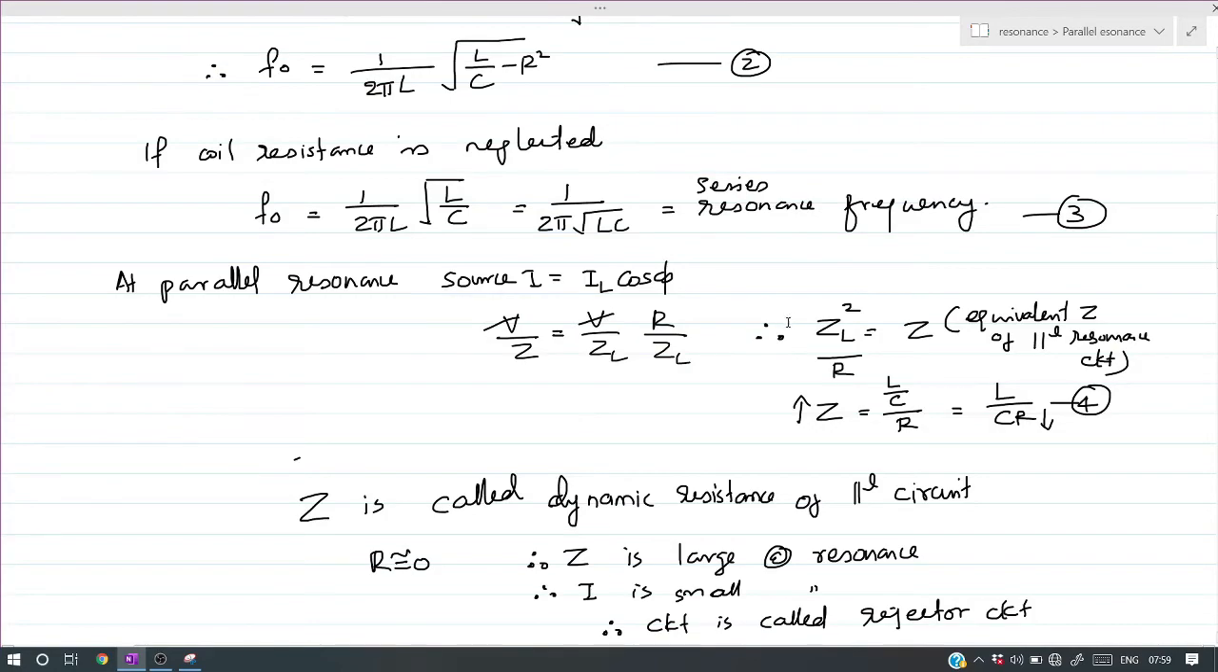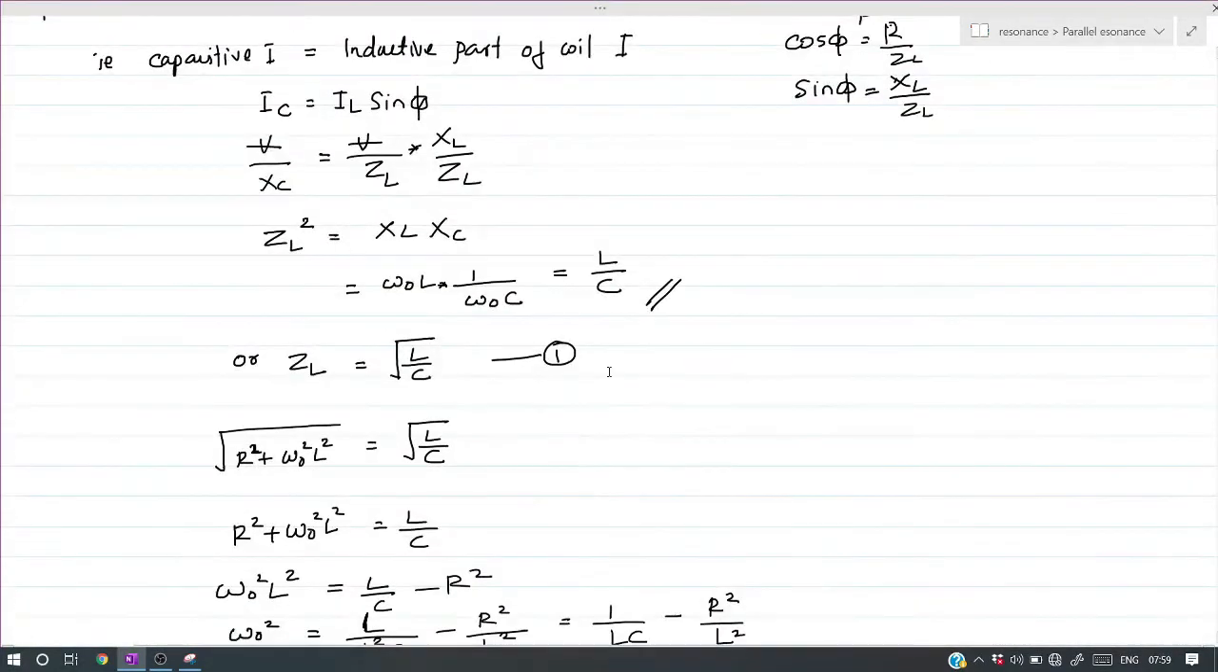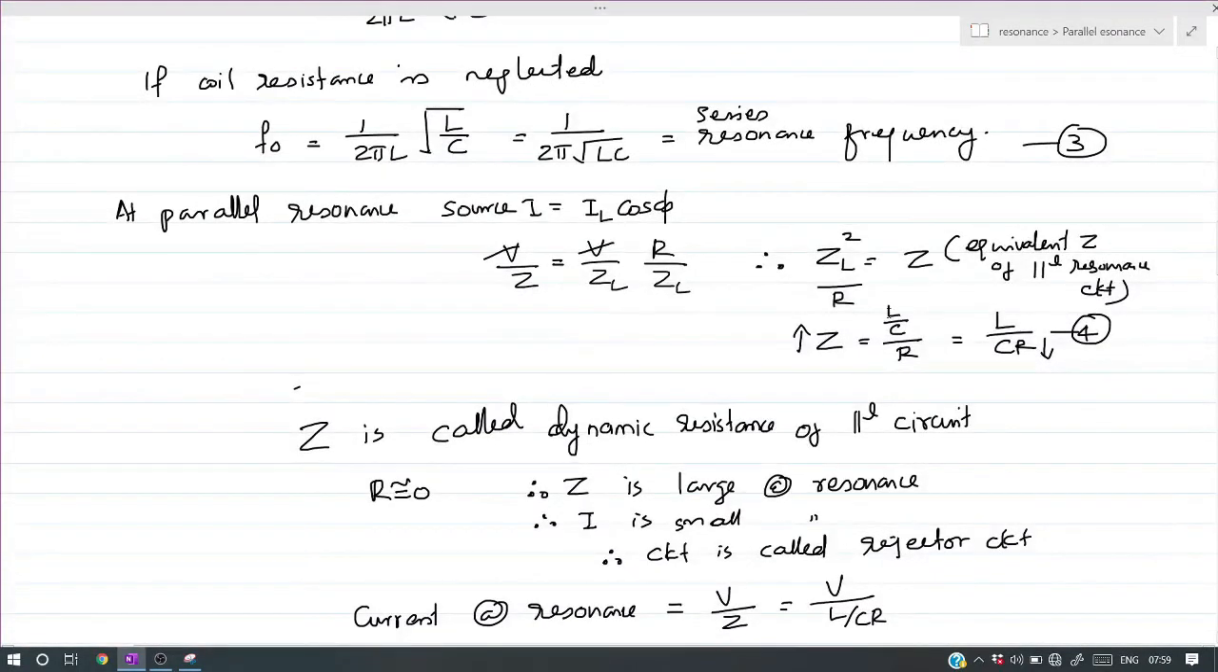We know the value of ZL earlier, which is derived as equation number 1. ZL is equal to root L by C. Substitute that over here. ZL square is equal to L divided by C, and this R will be there. So Z can be written as L by CR. So if we are reducing the value of R, we can see that impedance is increasing. Dynamic impedance of the parallel resonance circuit is increasing. Usually the value of coil resistance is very small, so as coil resistance is very small, this impedance is large.